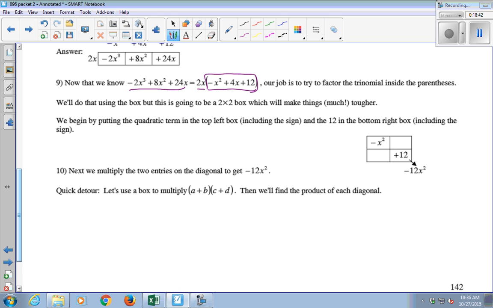So we write a 2 by 2 box. And this is kind of a little bit of an algorithmic procedure that just always works, right? So just follow me for a minute. So we put the quadratic term in the top left box always. That's the squared term. Okay? So I put the negative x squared in the top left box. Okay? And then you put the constant term, the number that has no x's with it, in the bottom right box. So I put a 12 in the bottom right. And then you multiply those 2 entries on the diagonal to get negative 12x squared.